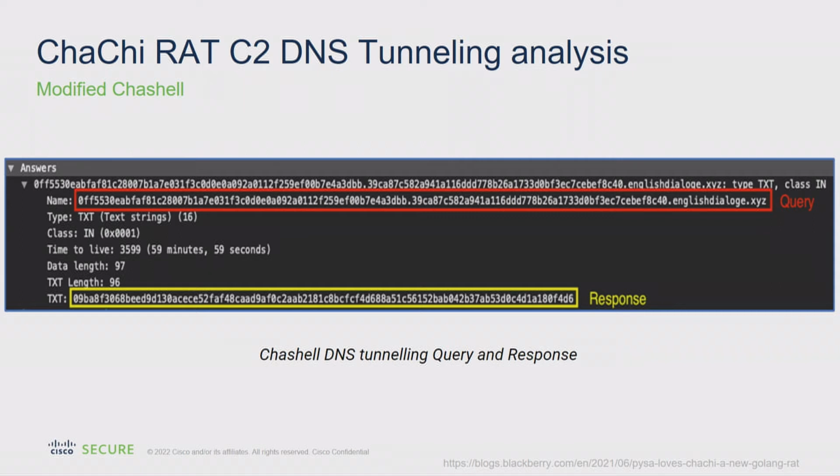Rather than implement a completely new DNS tunneling protocol for communication, malicious actors used an off-the-shelf DNS-based reverse shell component called ChaShell. However, they are not using it completely as it comes off the shelf.